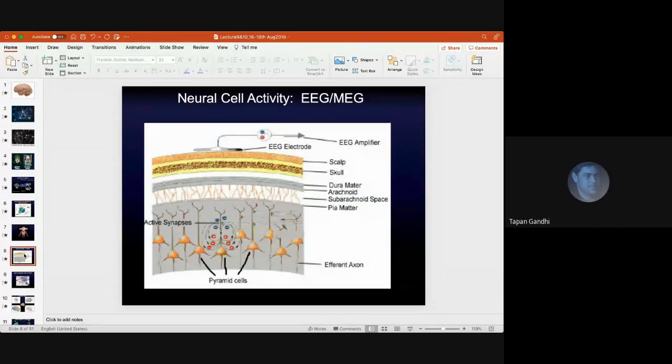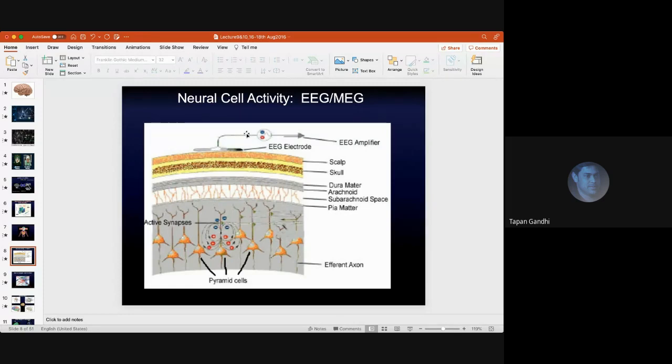Okay. So here you can see these are the pyramidal cells. You can see these are the firing, and here there are two problems I'd like to highlight. First is just try to understand what is happening when the neurons are firing. You know that electricity always tries to travel the shortest path. You can see these are the different layers: pia mater, dura mater, arachnoid space, then skull, then scalp. Then on top of the scalp we have hair, and here we put the EEG electrode.